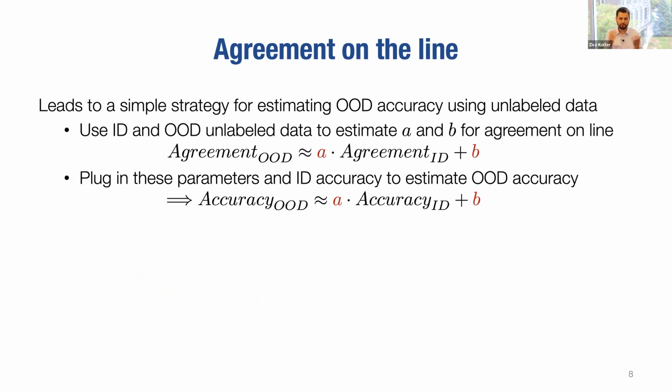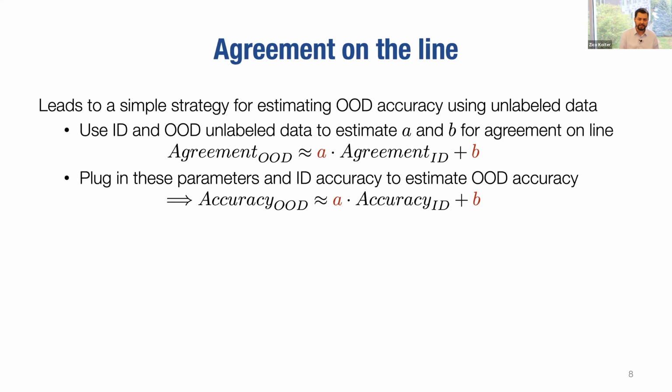The idea is we basically have 3 knowns and 1 unknown. So we know through just unlabeled data, we can get the agreement of classifiers out of distribution and the agreement in distribution. We can use that data to estimate the slope and intercept, these A and B terms, for the agreement on the line phenomenon, if it exists, or we can also verify that it doesn't exist, that this seems to be not actually happening here. So that lets us, using only unlabeled data, estimate what the slope and intercept is.